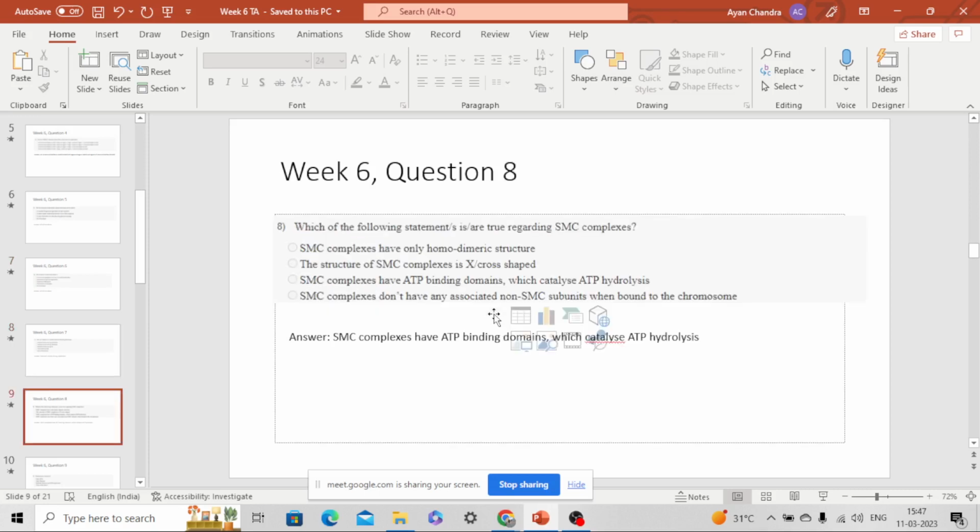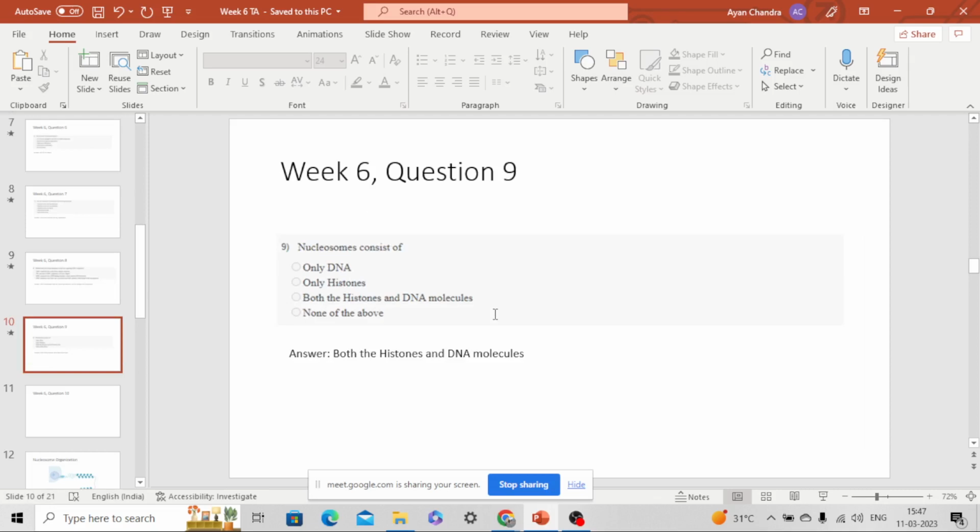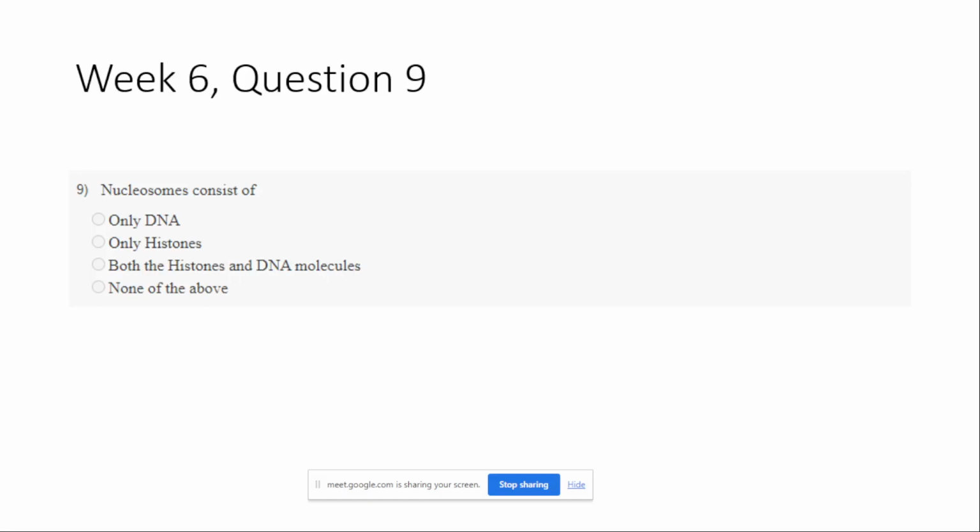That we have already discussed. So the next question is, nucleosome consists of DNA only, histone only, both DNA and histone, or none of the above. So what do you think? Nucleosome, do you remember the nucleosome structure, the beads-on-a-string model? Both histones and DNA. Both histone and DNA, right? So option C is the right answer. The histone will be wrapped by the DNA. So both the histone and the DNA are the answer.